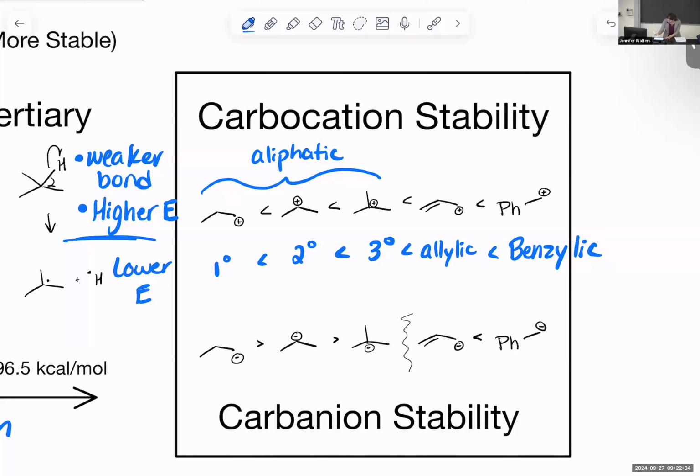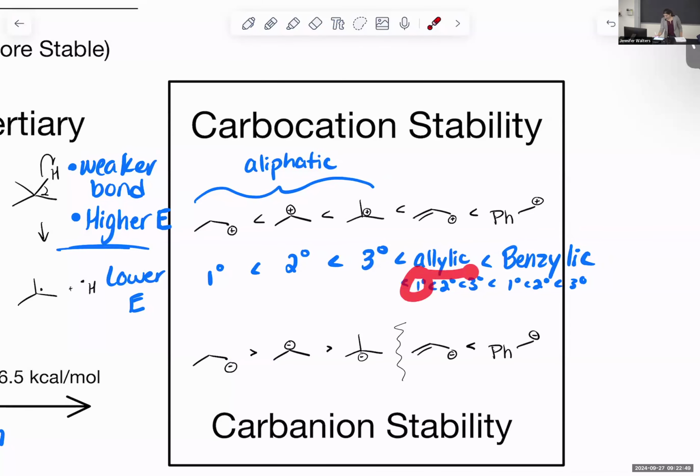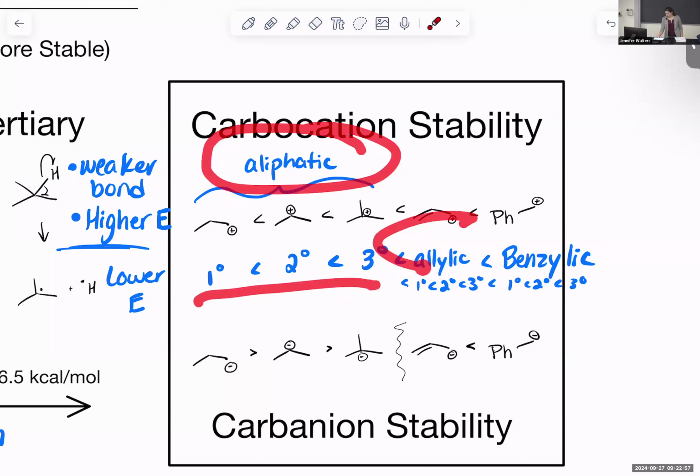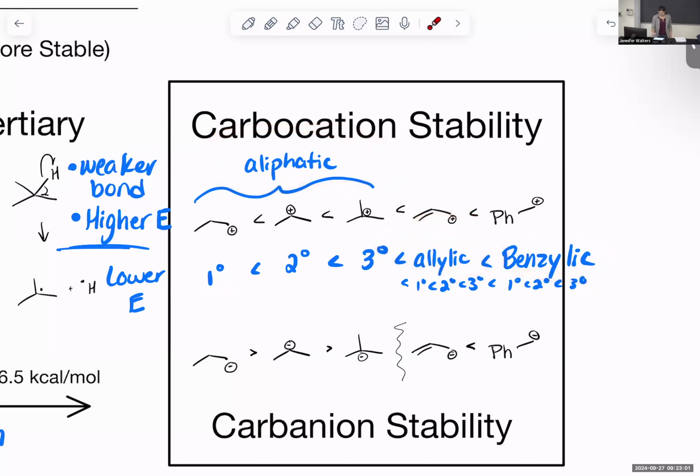Within the allylic, you still get that primary, secondary, tertiary ranking. And then within benzylic, you also get the primary, secondary, tertiary ranking. So we're seeing this general trend of a primary allylic is going to be more stable than a tertiary aliphatic, right? So you get that primary, secondary, tertiary ranking and a general overarching of aliphatic is less stable than allylic, which is less stable than benzylic.